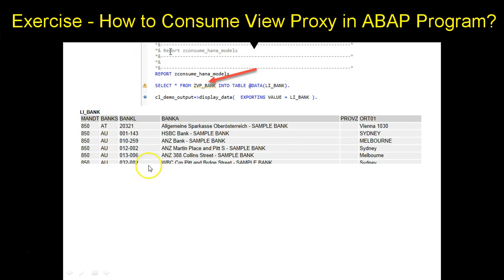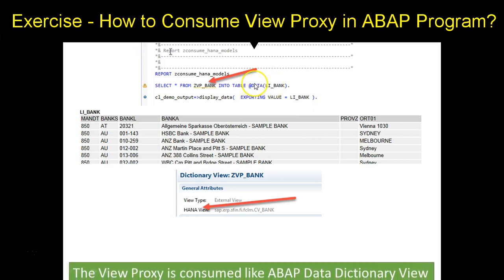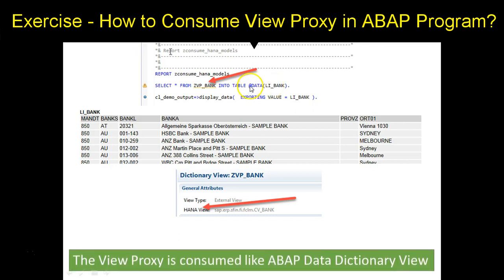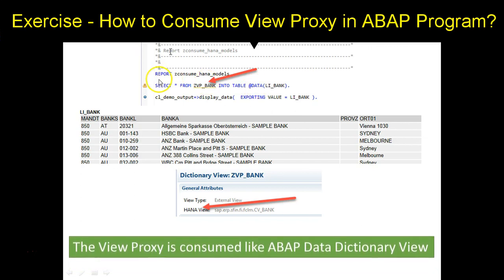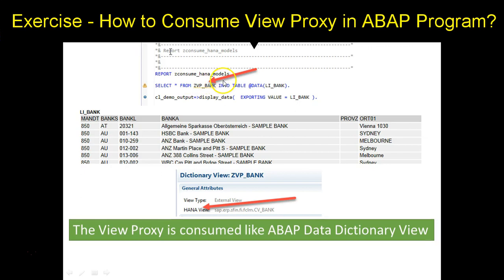So in this two-liner code, we have tried to show you how data is selected. I've tried to select all the columns from this view proxy into this internal table, and we are using inline data declaration. So we did not define data type li_bank type standard table of zvp_bank. We could have done that, but that's the old way of programming.